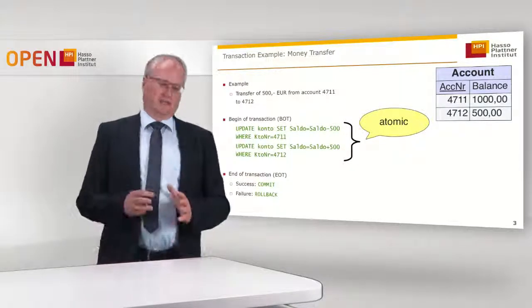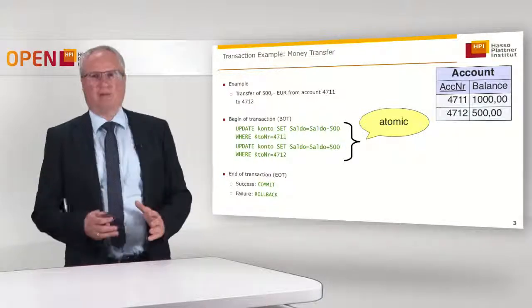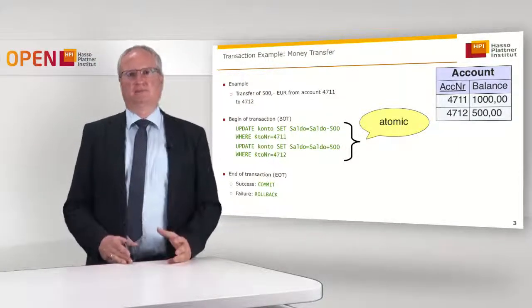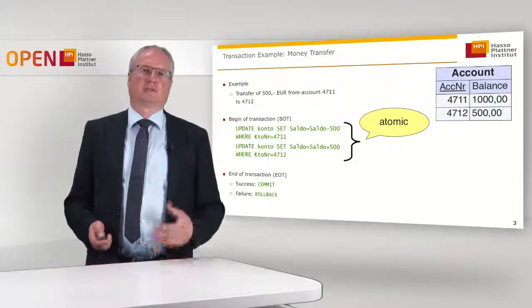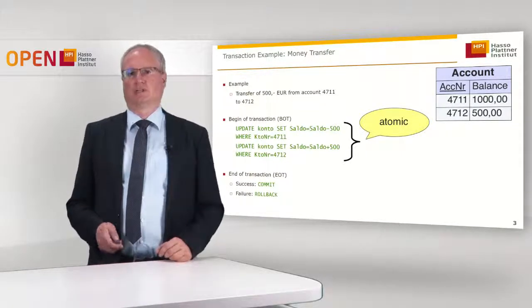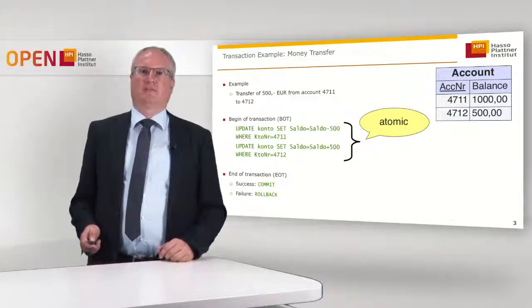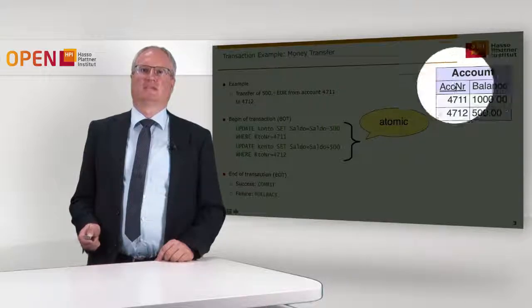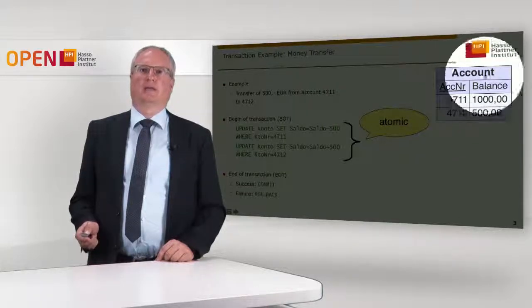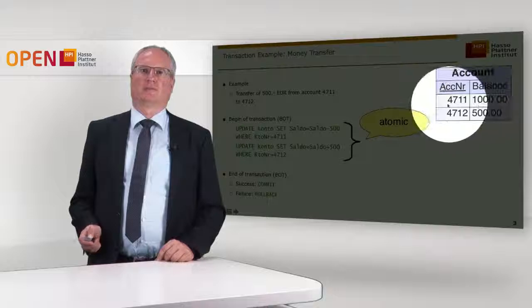So to understand transactions, the most elementary example is always booking money on a bank account. And this is just a brief reminder of how this works, or what you have to consider when talking about transactions. So just imagine you have a very simple model of a bank account consisting of a table which has an account number as the key and the corresponding balance of the account.